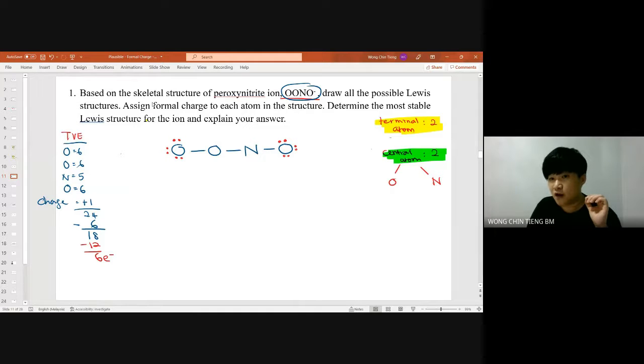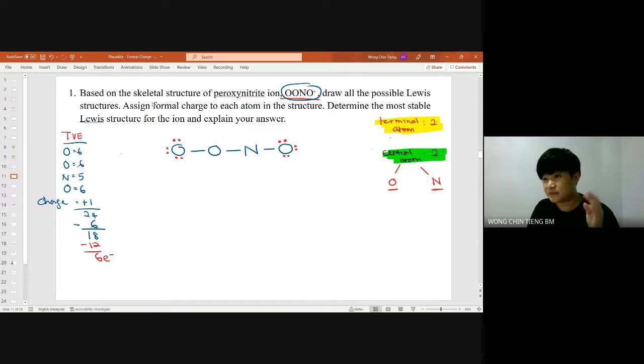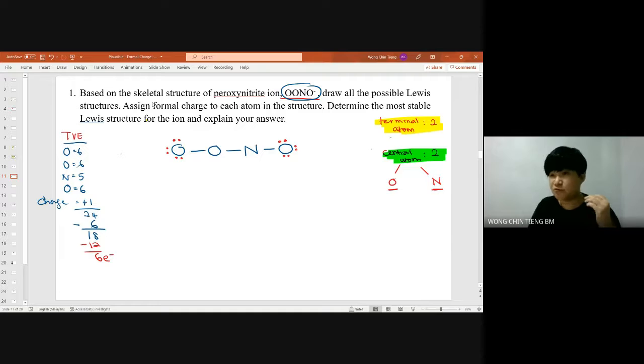Fikir betul-betul, oksigen dengan nitrogen, siapa lagi senang nak tarik elektron? Siapa akan cenderung ataupun siapa lebih kuat tarik elektron? Rasa-rasa? Nitrogen. Intan kata nitrogen. Lagi? Oxygen. Let me show you one thing. And remember this thing.